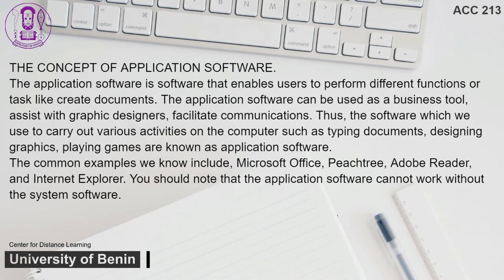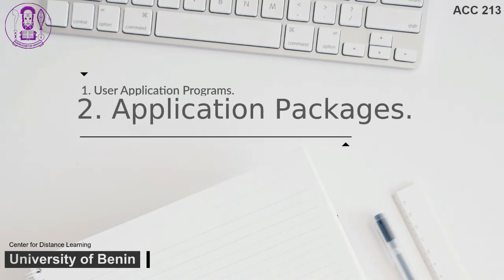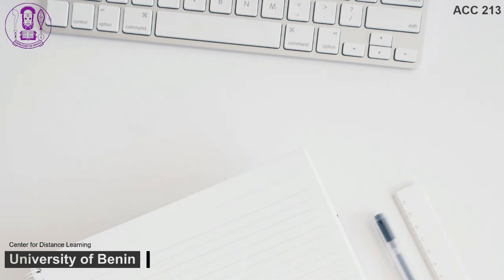The application software can be classified into two. 1. User application programs. 2. Application packages. Types of application packages.